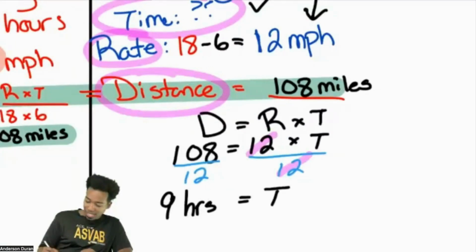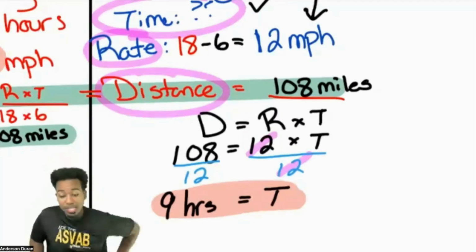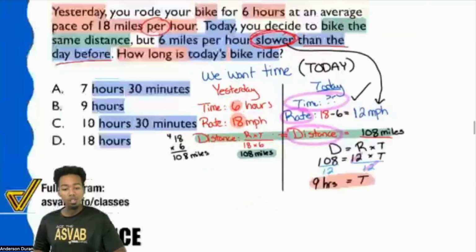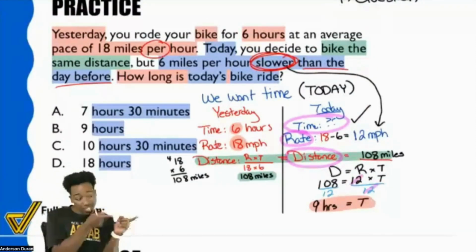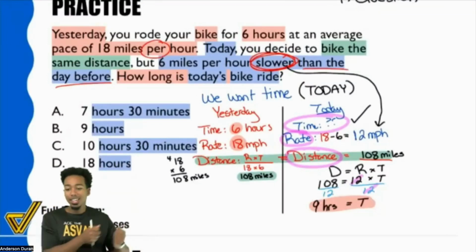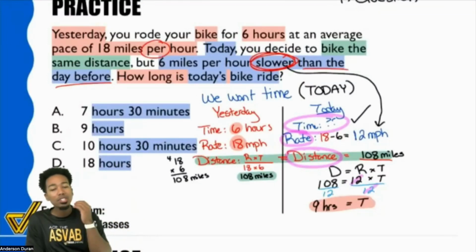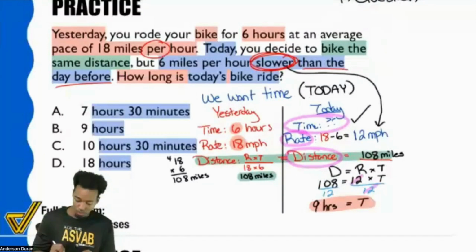So as crazy as that problem was, it was fair. Notice that we had two scenarios that were related. They had the same distance. So because we needed the distance for this formula, we could find the distance from this one to take it over and solve, but we just have to make sure we know how the pieces connect. And that's how we get 9 hours as the correct answer.